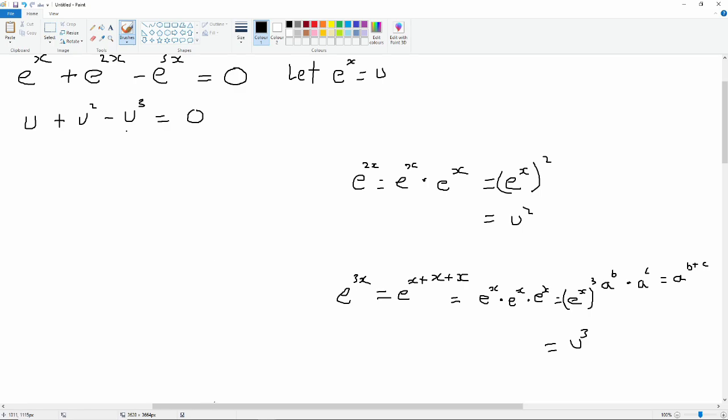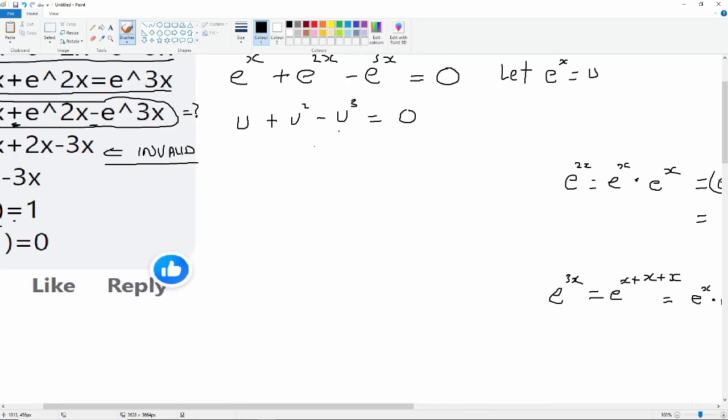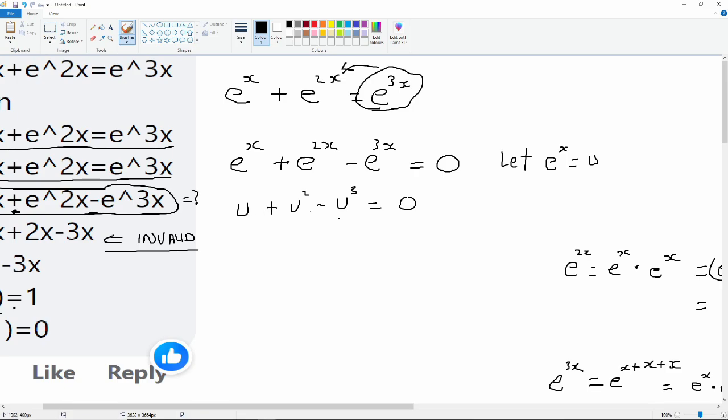And now we've got a cubic equation. But this is actually quite simple because all these terms have u, so we can factor u out. So we have u times 1 plus u squared minus u cubed equals 0. So u equals 0 is a possible solution.